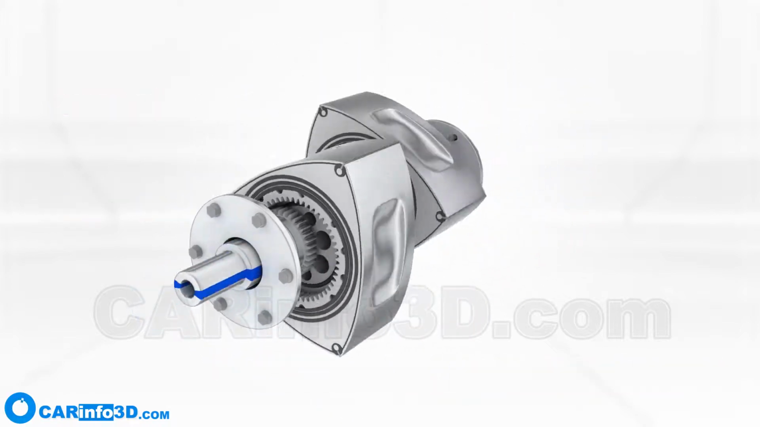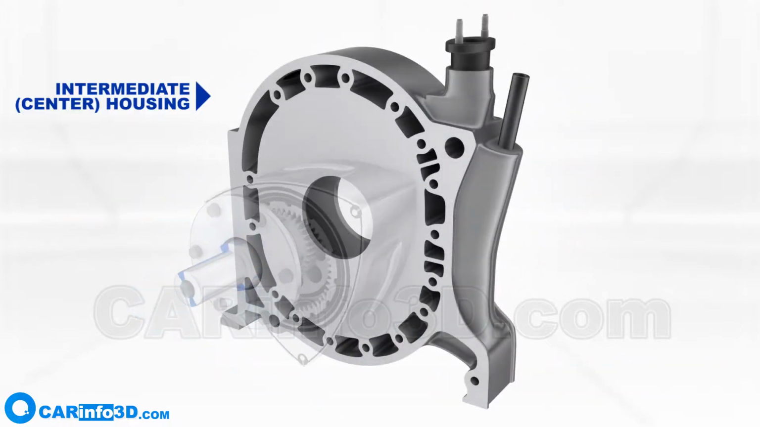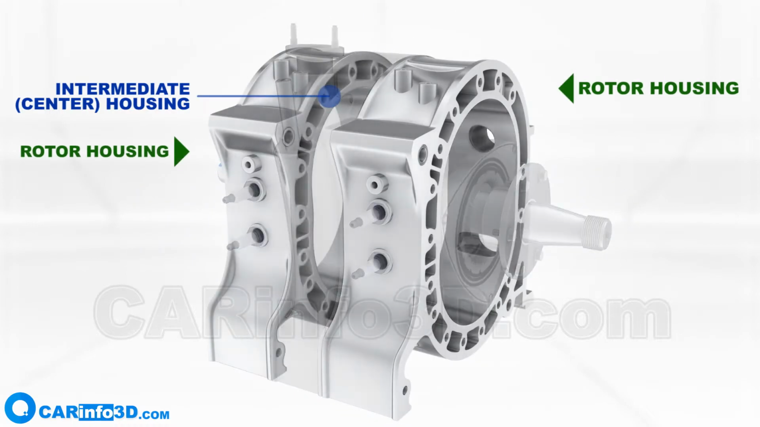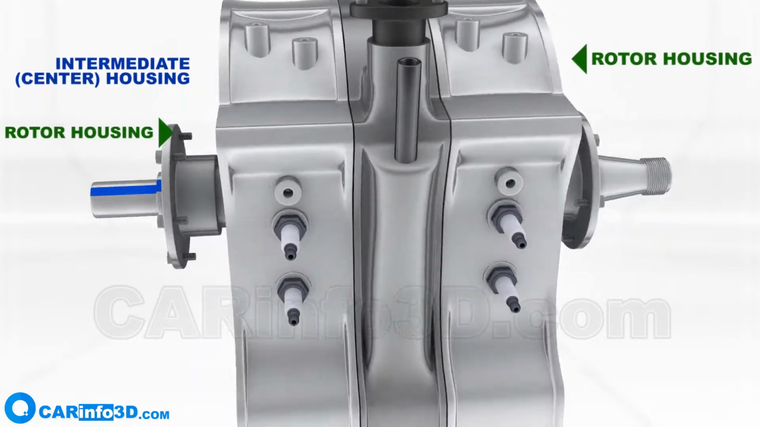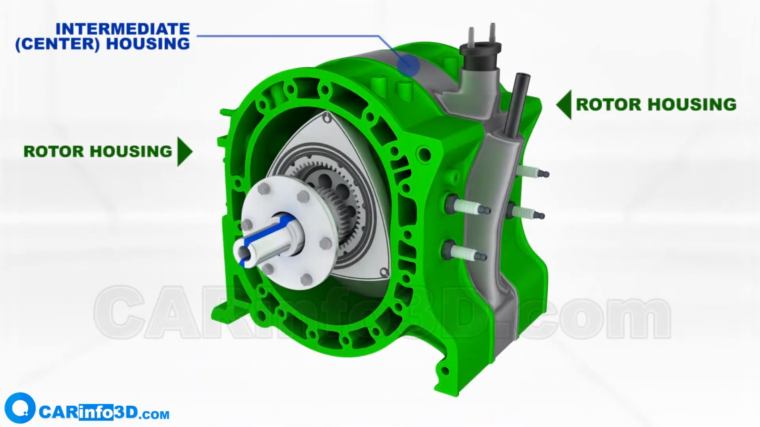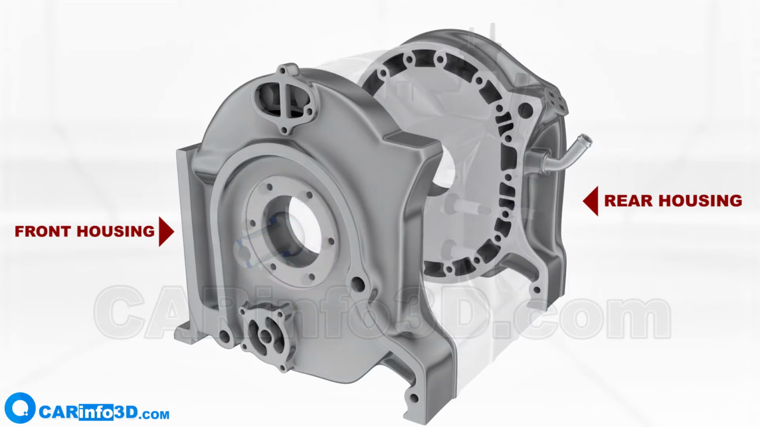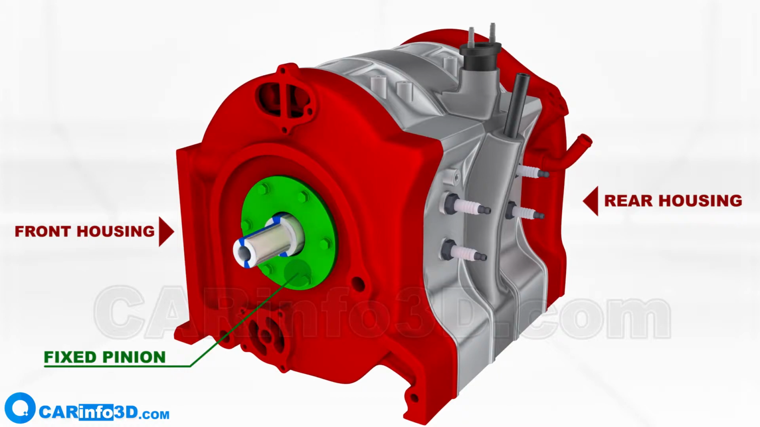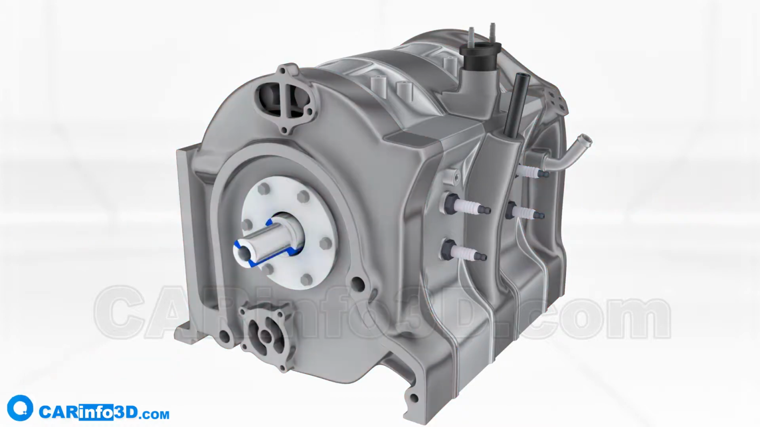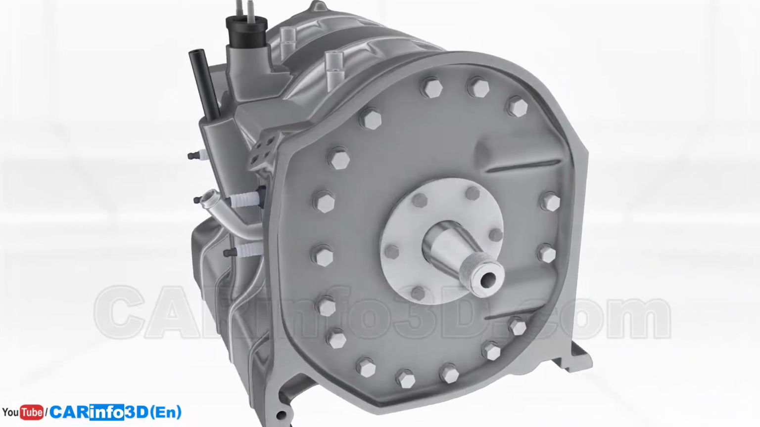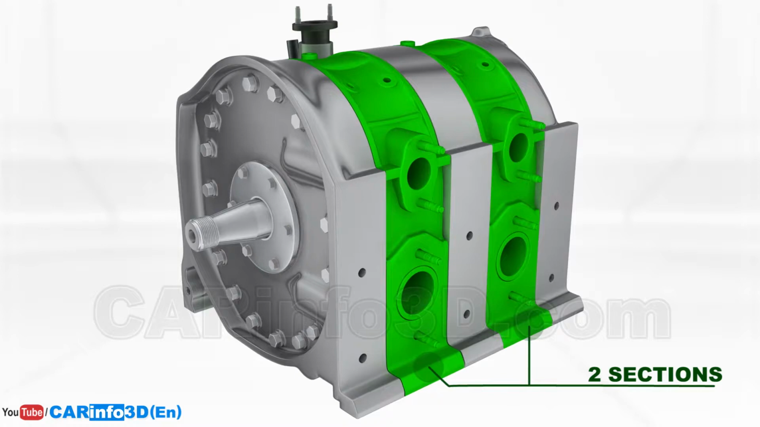The engine itself is made up of an intermediate center housing, rotor housings forming working chambers, and front and rear housings that seal the working chambers and serve as the framework for the above-mentioned fixed pinions. A ring of long bolts holds the engine together. This is a two-section rotary engine, meaning it has two rotors.